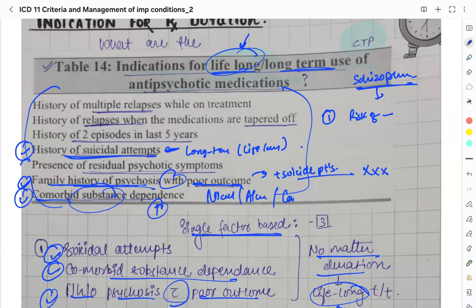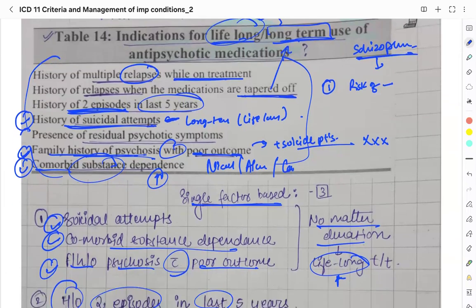So symptom based, you saw in the last 5 years there were 2 episodes of schizophrenia, and the patient would relapse even on treatment or when you try to taper the treatment off. So in both of these cases you're going to give long term treatment or lifelong treatment to these patients.